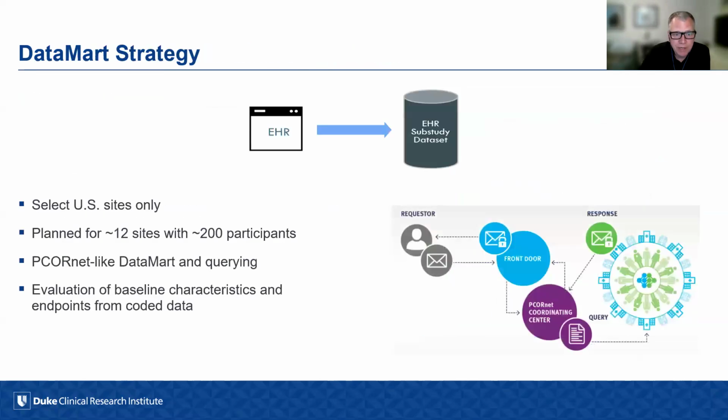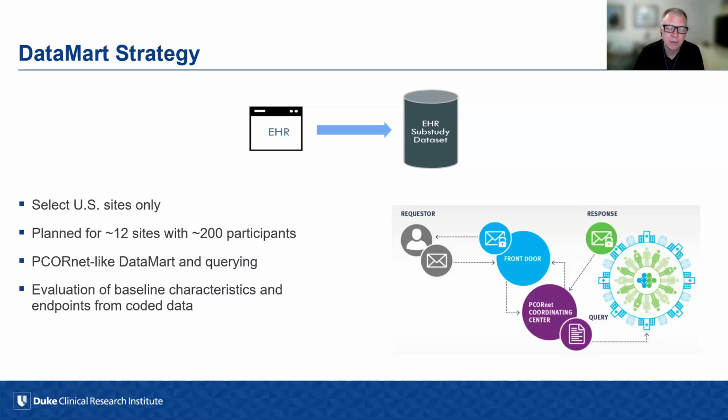So for the data mart strategy, the goal was to hopefully get 12 sites to do this, and get 200 participants. And as you might be gathering, this was a very typical pharma trial where they have a lot of sites and each site doesn't have a lot of participants, right? So we couldn't contract with 50 sites.